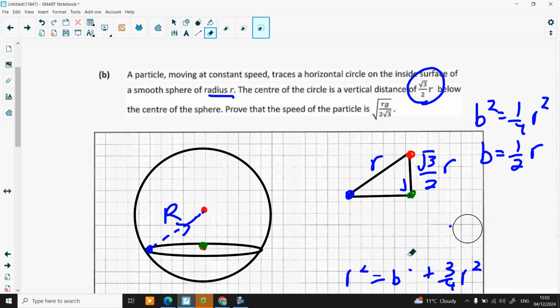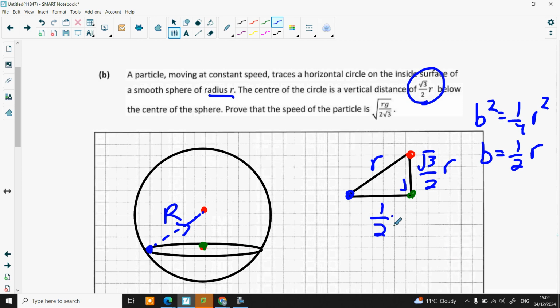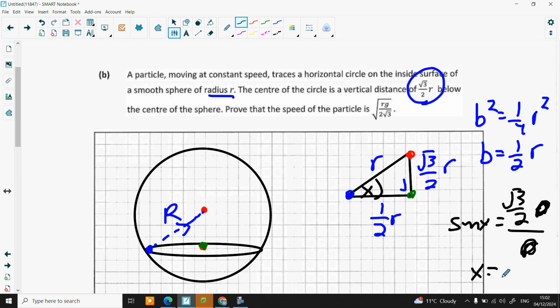Now, there's actually another way of doing this, probably arguably faster, without doing Pythagoras' theorem. I'm just going to call this angle X. Is that okay with calling this angle X? What can I say about sine X? Sine X is what, guys? Root 3 over 2R divided by R, opposite over hypotenuse. And then X equals sine inverse of root 3 over 2, 60 degrees, yeah. Okay, cool with that.